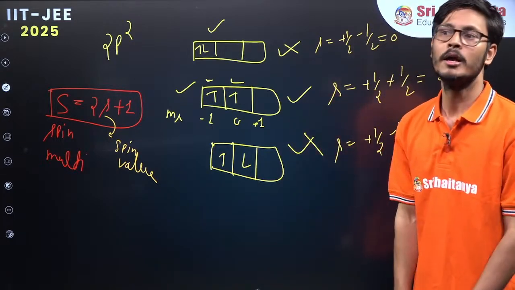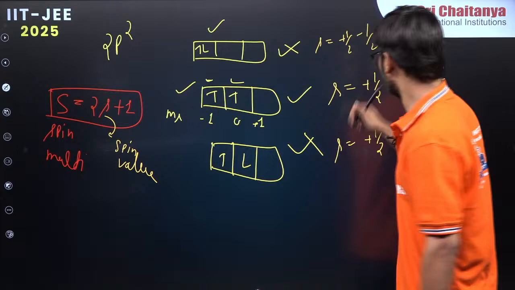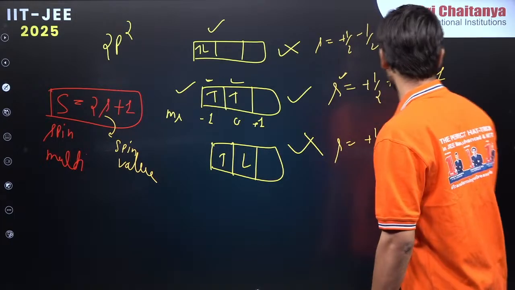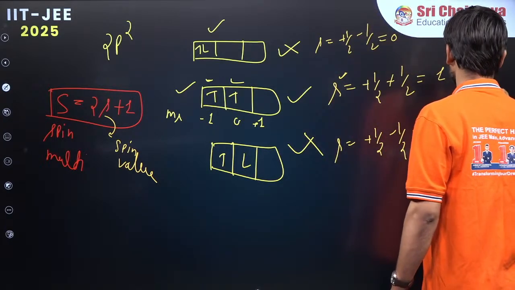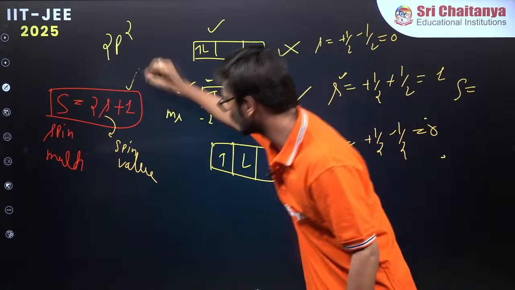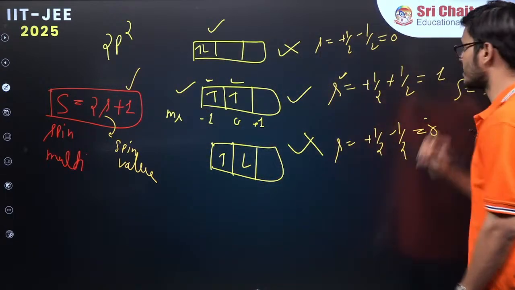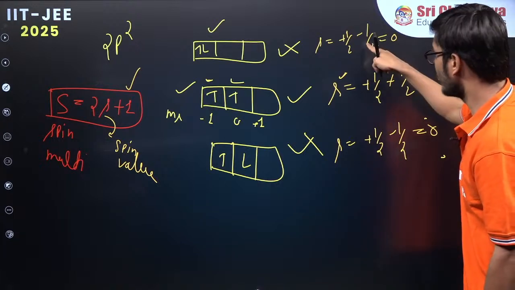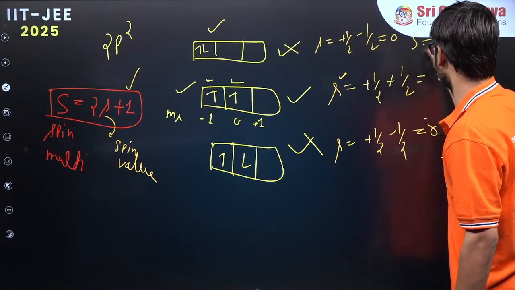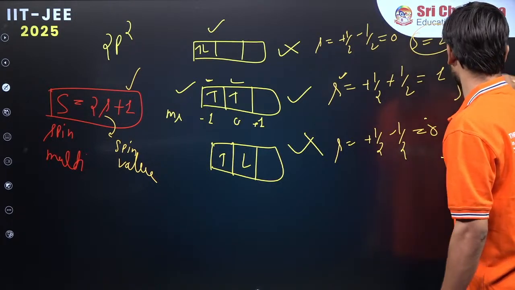So what is the most correct one? Maximum spin value. Maximum spin means what is capital S? 2S plus 1. Capital S, beta. 2S plus 1, so 2 into 1 plus 1, this is equal to 3, sir. And what about this one, sir? This is capital S is equal to 1, according to the formula.